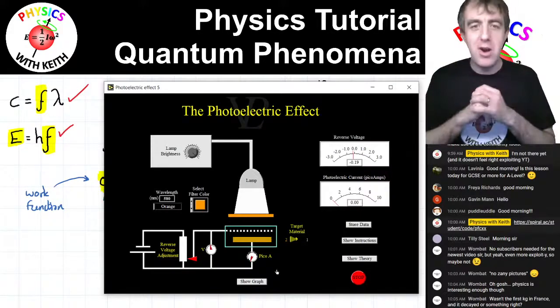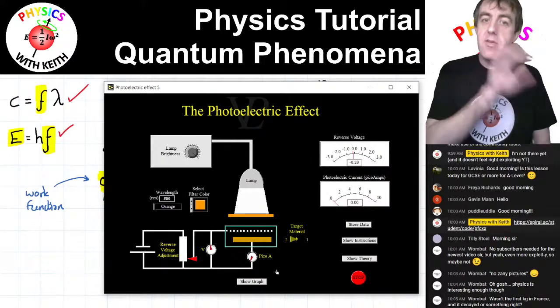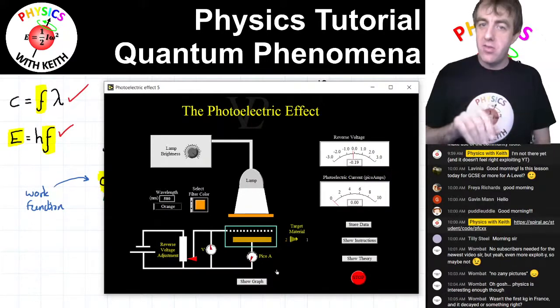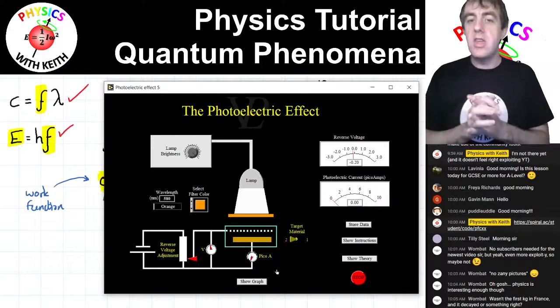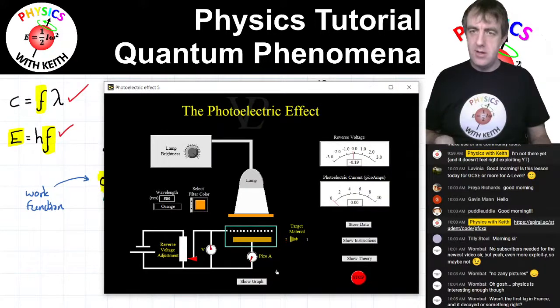So in our experiment, it's taken 17 minutes. I haven't actually gone on to the experiment yet. What we're going to do is measure the stopping potentials for various different wavelengths, and we're going to use that to determine what's called the work function of the metal.